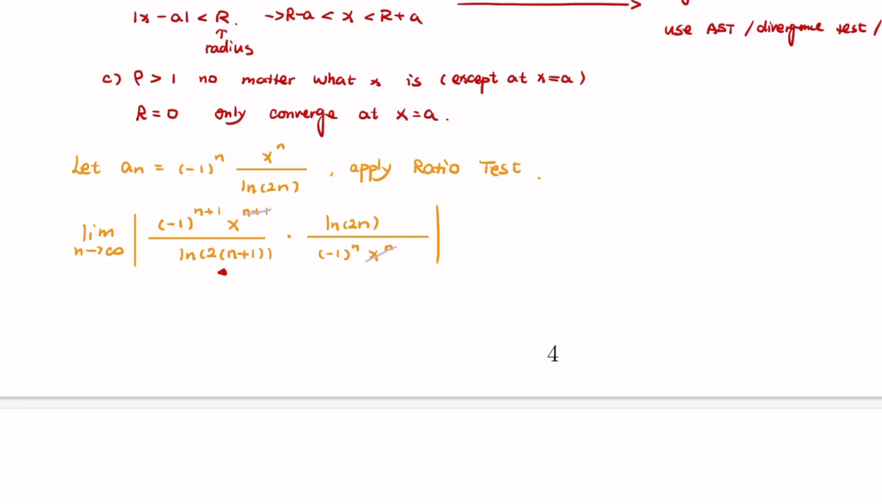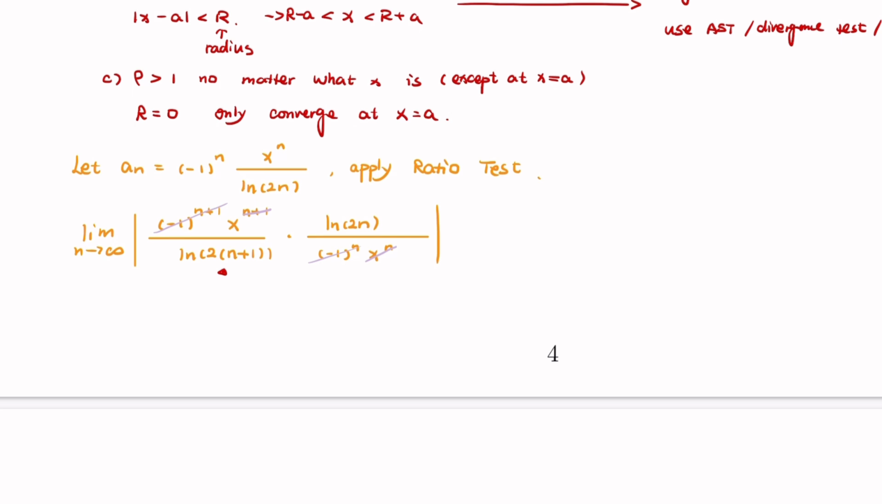And since we have absolute value, this negative 1 to the power of something does not matter anymore after absolute value. So this you can cross it out as well. And lastly, you have ln 2n and ln 2n plus 2, which there is nothing to cancel out at the moment. But we can bring it out to the absolute value because as n goes to infinity, they're both positive. So you can take it out from the absolute value symbol.